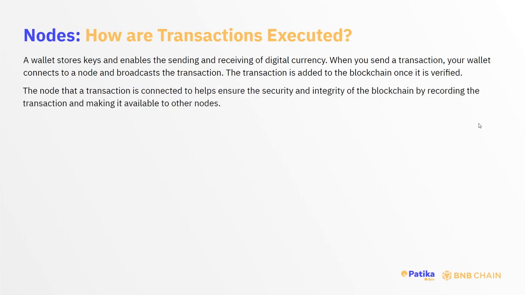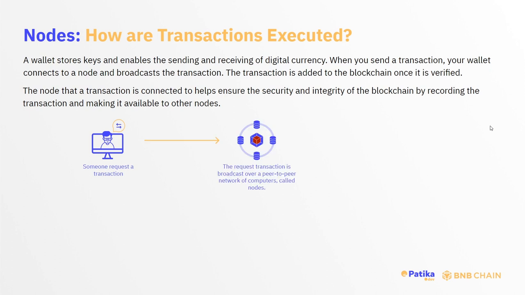So the node that a transaction is connected to helps ensure the security and integrity of the blockchain by recording the transaction and making it available to other nodes. Okay, someone requests a transaction in this regard. Then this requested transaction is broadcast over a peer-to-peer network of computers called nodes. Then there should be a validation process, and this transaction can be a cryptocurrency, a smart contract, or any type of records.